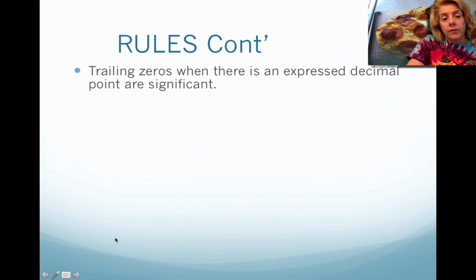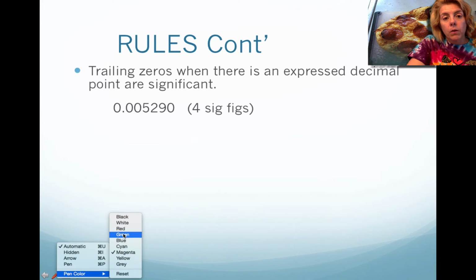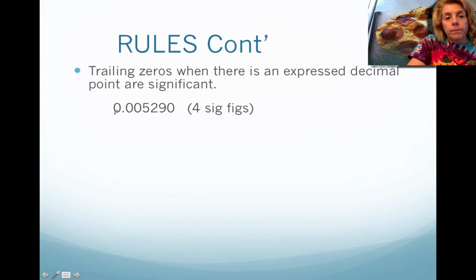Okay, next, trailing zeros. Trailing zeros are considered only significant if they have a decimal after them. So, if you have a million and you just have that 1, those zeros that come after it are not significant. Now, here's a situation where we have a decimal. These 3 zeros here are considered non-significant. However, there's a trailing 0 after a non-zero number. That would be considered significant.